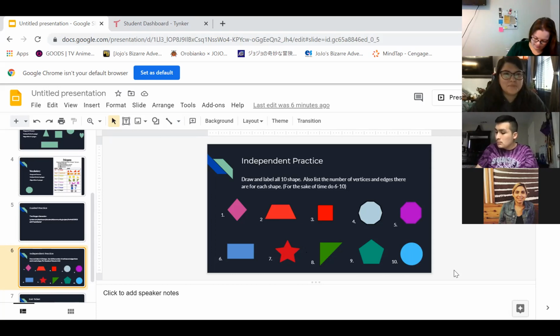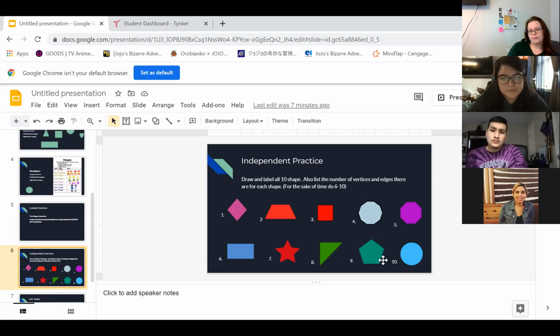Miranda, do you want to cover number 8? It's a triangle. It has 3 edges and 3 vertices. Yeah, but hold on, it doesn't look like a regular triangle. Is it still classified as one? Yes. Okay, go ahead and explain. We talked about it in the other slide that they're not congruent, but they're still triangles because they have 3 edges and 3 vertices.